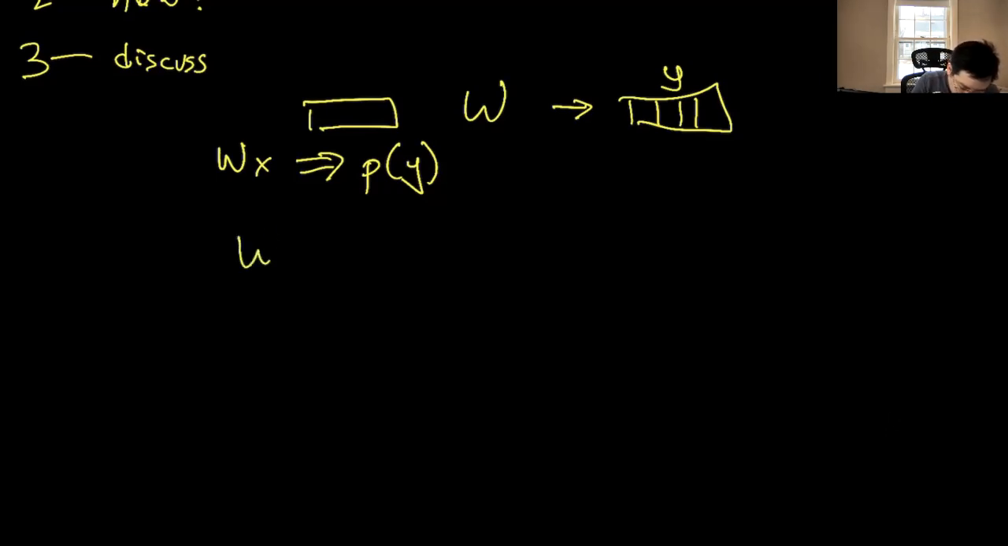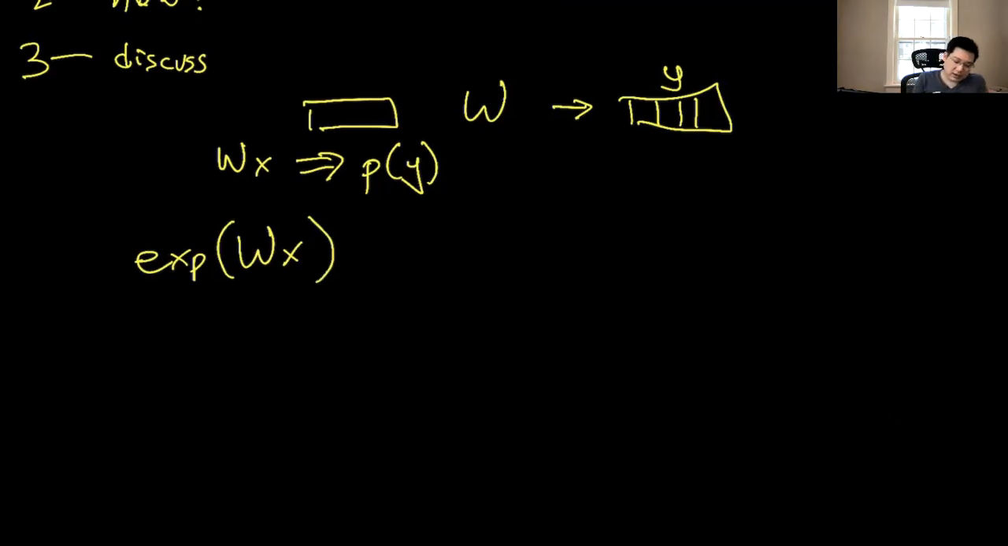let's say WX is a vector of the length of Y. Let's say it's four in this case. So it's four numbers. These numbers could be positive or negative. One way to make them non-negative is to exponentiate them. So people will often exponentiate it. But that doesn't make it sum to one, right?